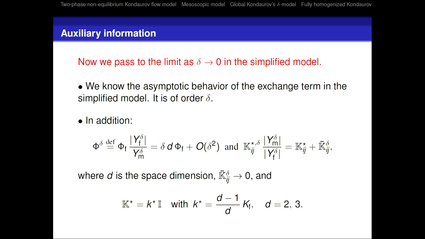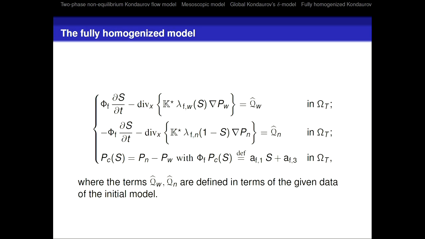Our a priori information is the asymptotical behavior of the exchange term. We also know the asymptotical behavior of the porosity function and the global permeability tensor. At the final step, passing to the limit as delta goes to zero, we obtain the following system of equations, where the exchange terms are defined only in terms of the given data of the mesoscopic model.